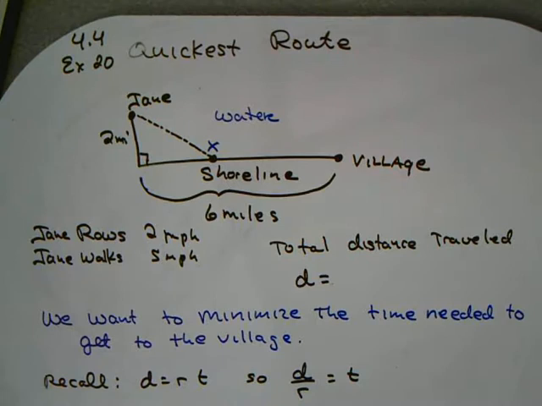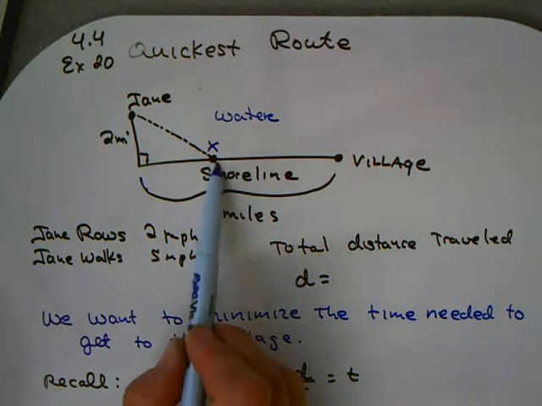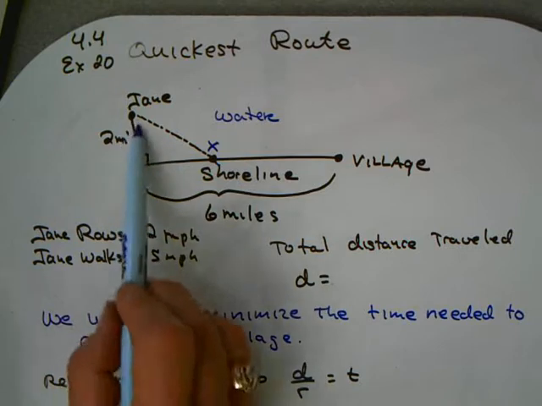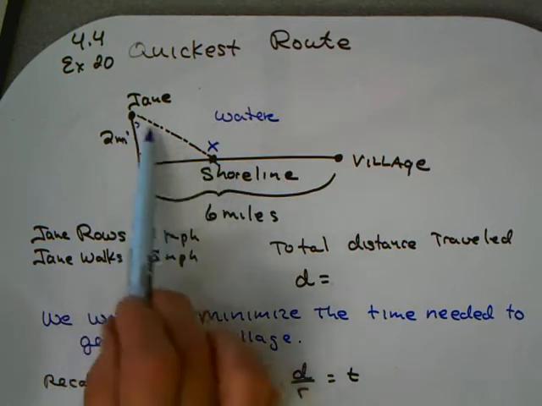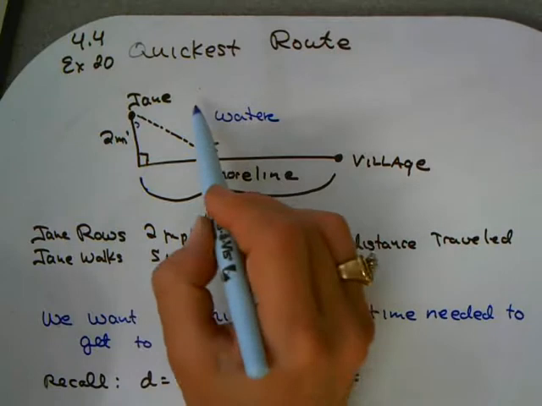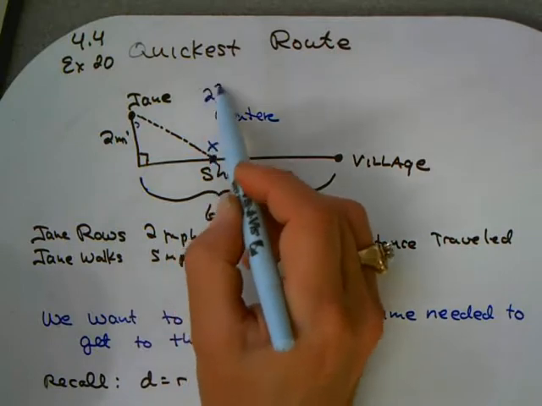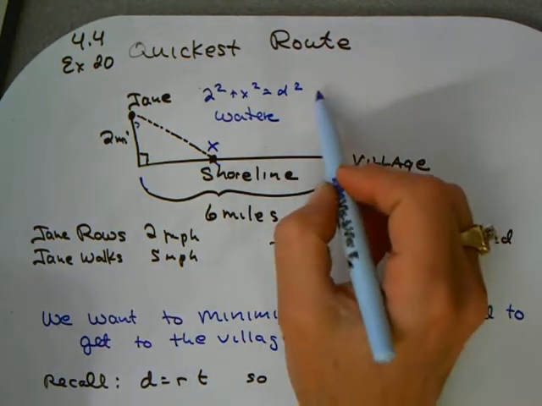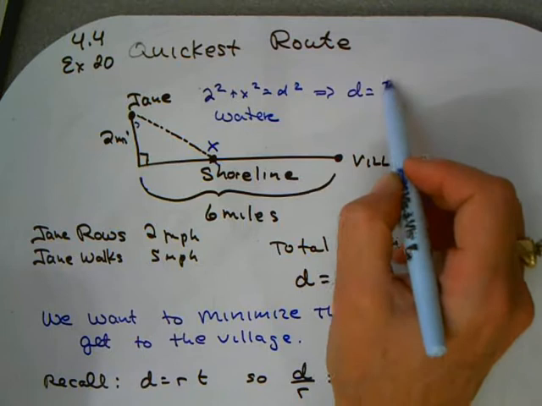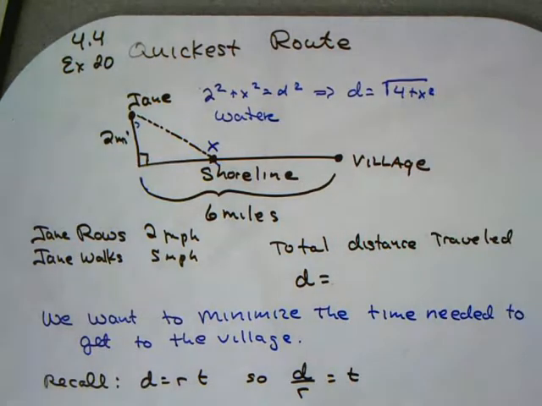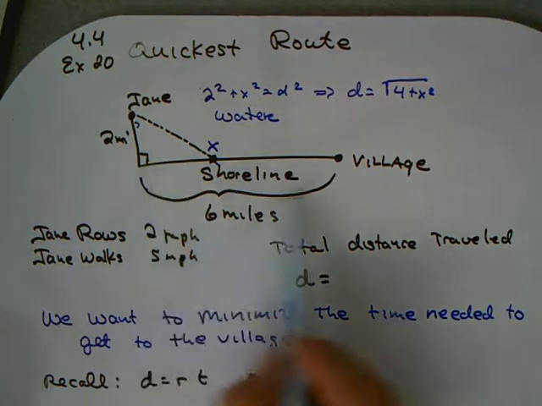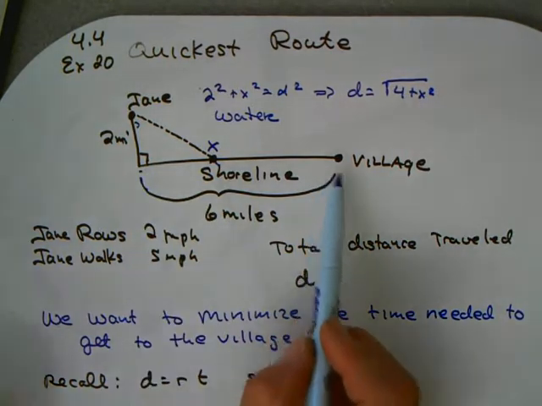So the first thing we want to do is figure out how far she's got to go in terms of this variable x, the spot where she's going to come on shore. If we look at this, I know that 2 squared plus x squared would give me this distance that she's going to go. So by the Pythagorean theorem, 2 squared plus x squared equals the distance squared. If I simplify that, the distance equals the square root of 4 plus x squared. Looking a little similar to what you just did in your first problem today.